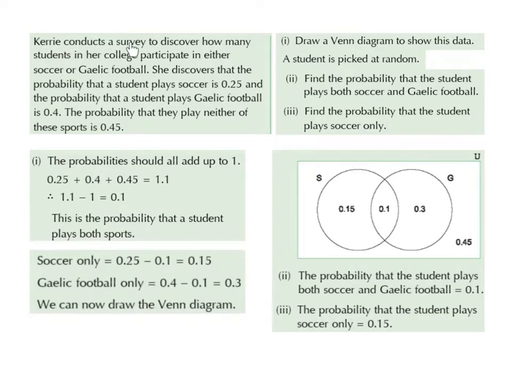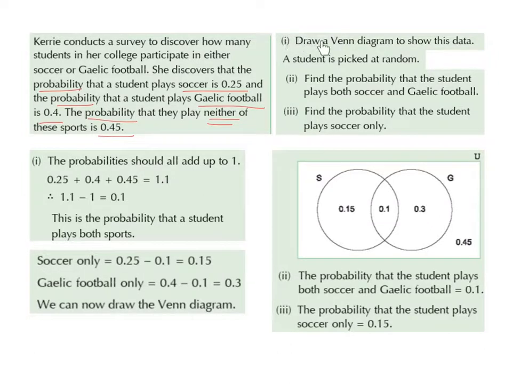Kerry conducts a survey to discover how many students in her college participate in either soccer or Gaelic football. She discovers that the probability that a student plays soccer is 0.25 and the probability that a student plays Gaelic football is 0.4. The probability that they play neither of these sports is 0.45.